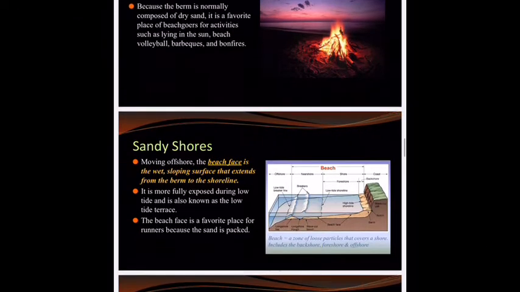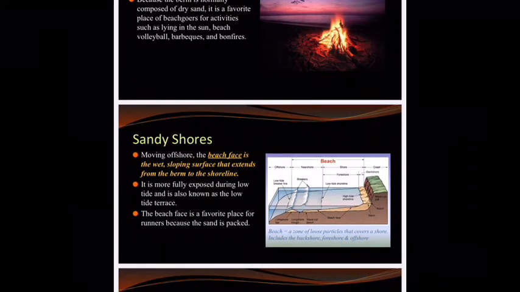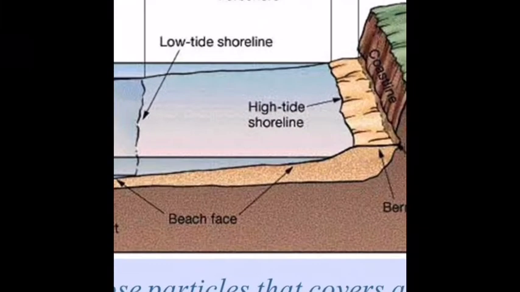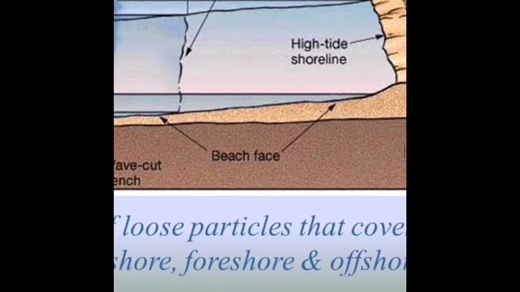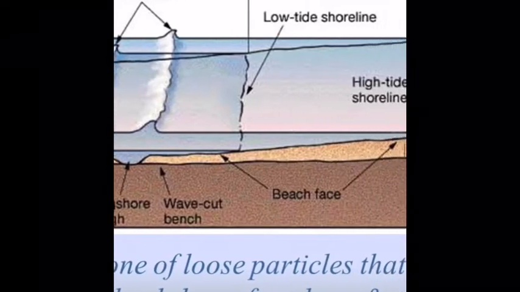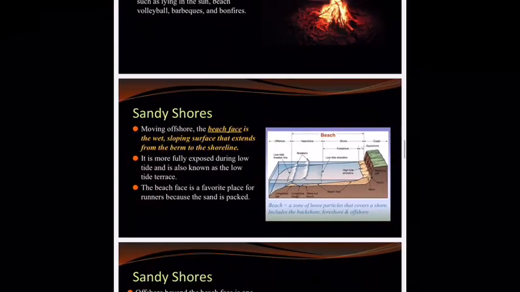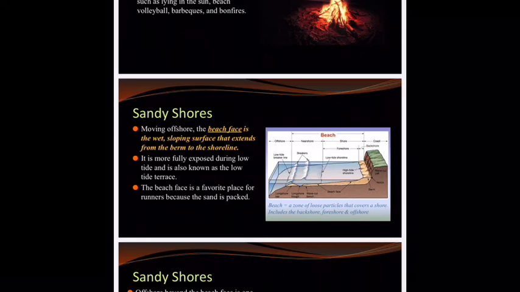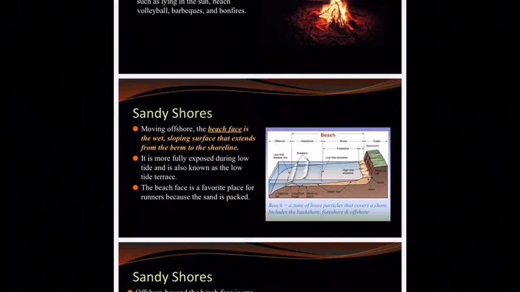All right, so you also have what's called the beach face. And this is the part that extends from the berm to the shoreline, okay? See it down here, the beach face. All right, and it's literally from the end of the berm all the way out, okay? And it's more fully exposed during low tide, but usually not exposed at all. This is a lot of times where runners are going to go when it's low tide because the sand is more packed and it's harder. Okay?